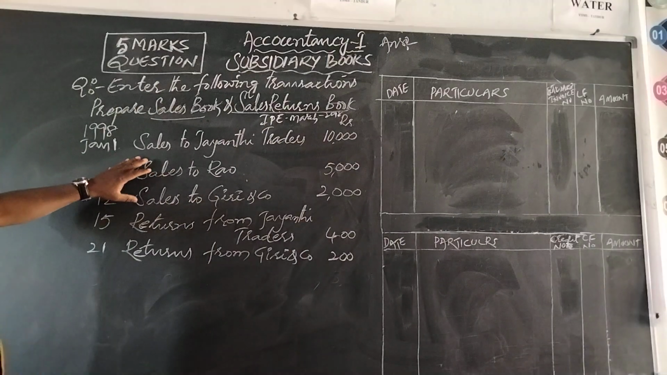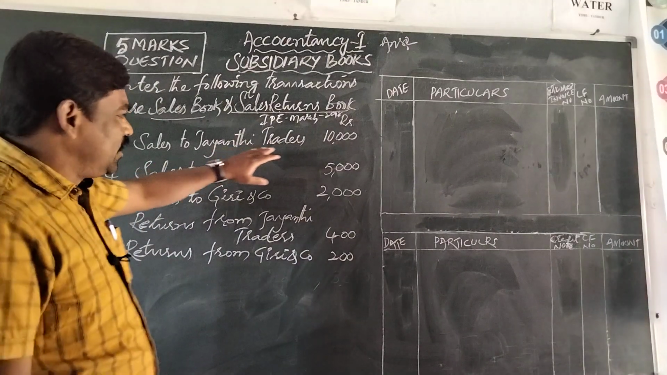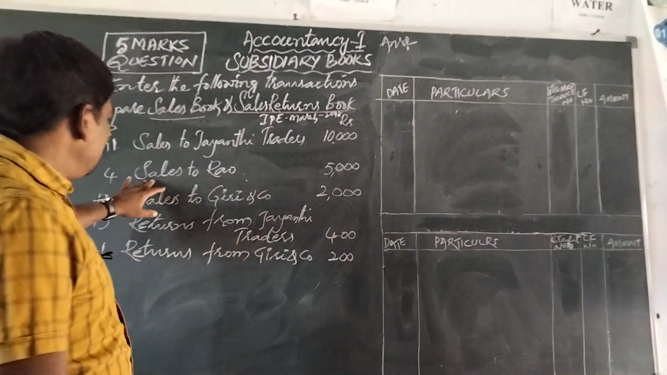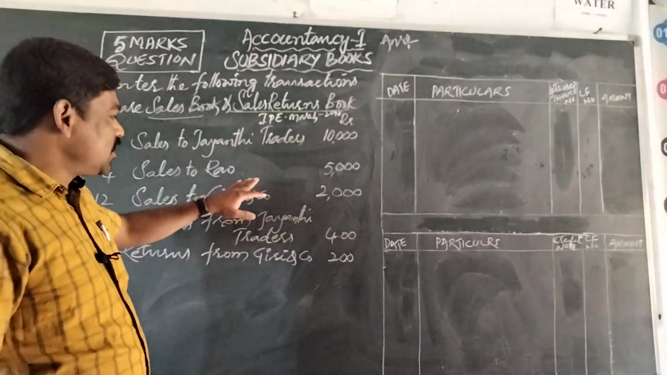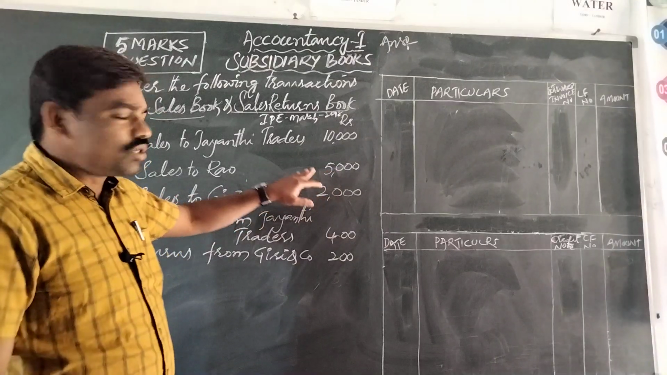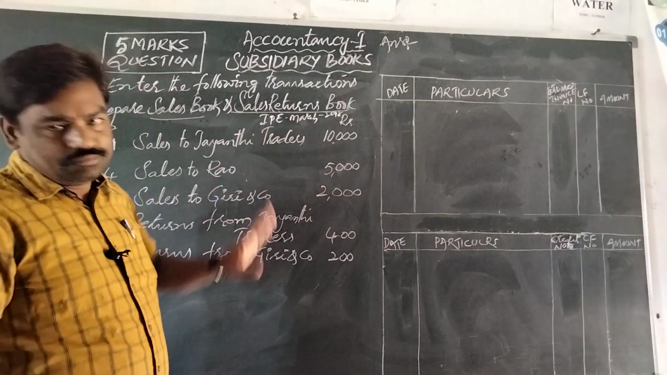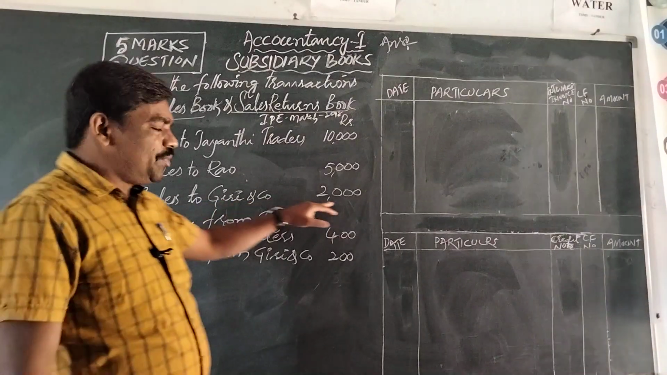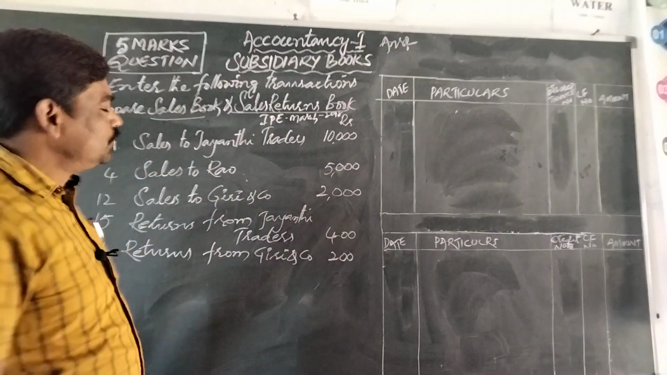First one, sales to Jayanti Traders rupees 10,000. It is a credit transaction that comes in the sales book. And sales to Rao, it is also a credit transaction. This transaction will be shown in the sales book. And come to the third one, sales to Giri and Company rupees 2,000. It also comes in the sales book.